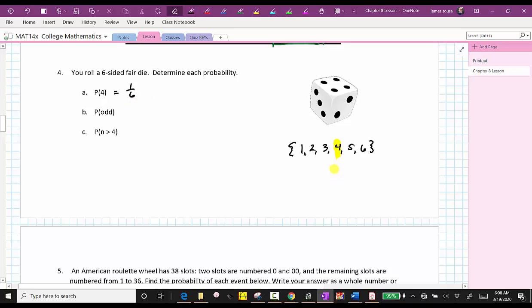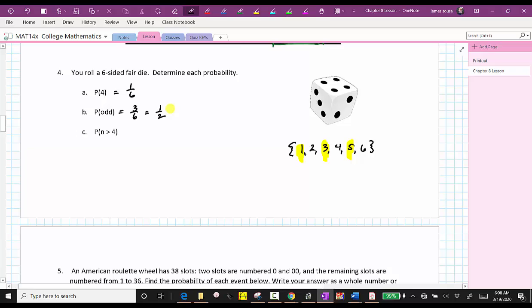Next, we want the probability of rolling a die and getting an odd number. Well, half of the numbers from 1 through 6 are odd. The odd numbers are 1, 3, and 5. There are 3 favorable outcomes out of a total of 6 outcomes. The probability of an odd is 3/6, which simplifies to 1/2.